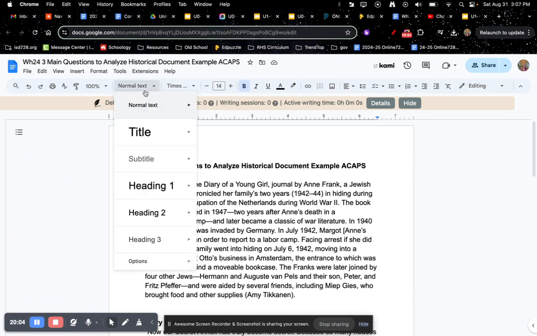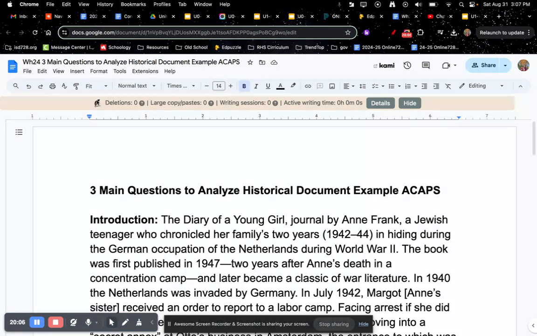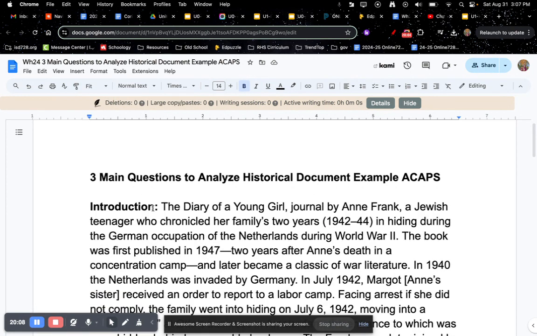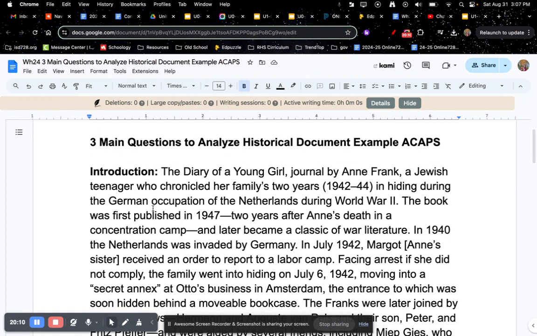Let's do, fit. There we go. So I'm going to read out this example first, and then I'm going to go back and tell you what I was doing. So it says three main questions to analyze historical document example.